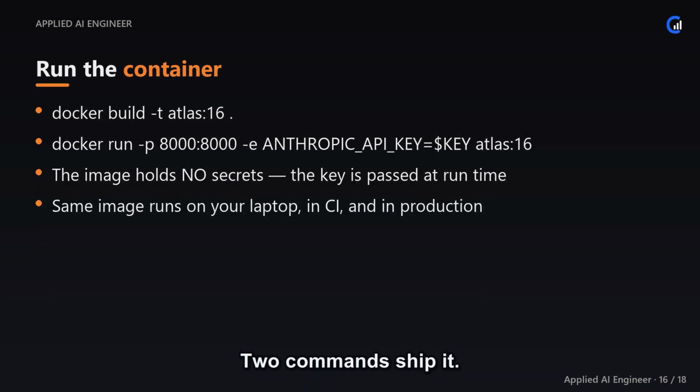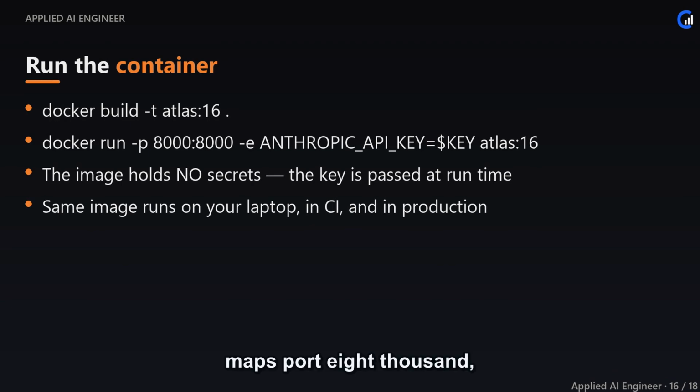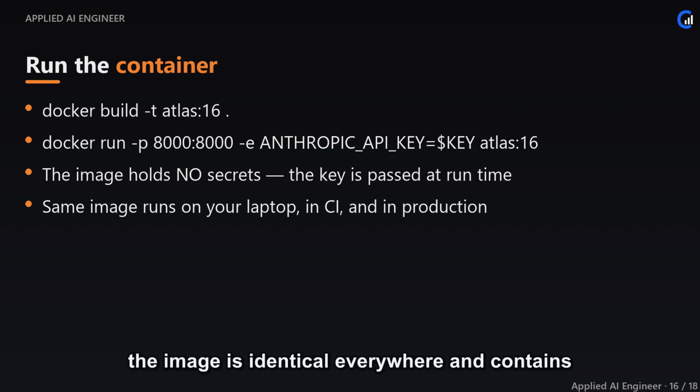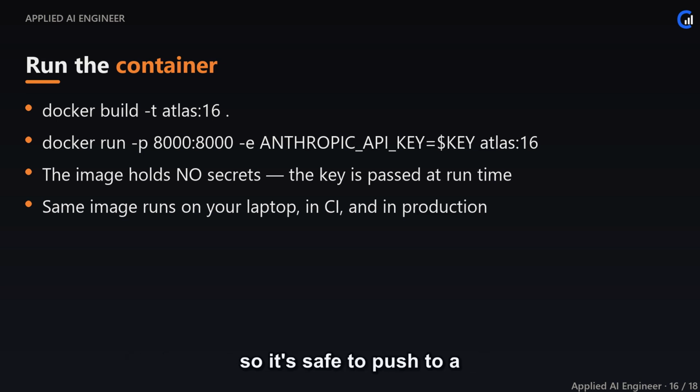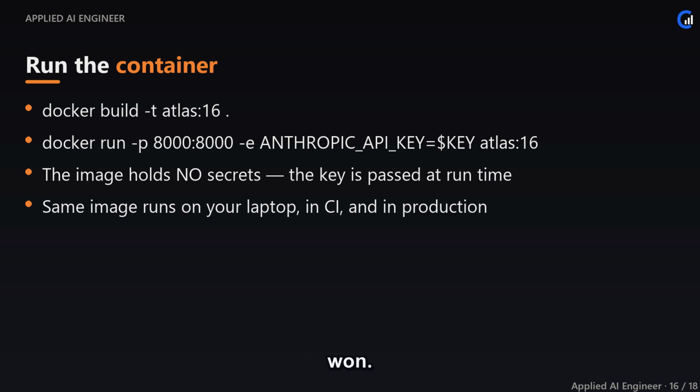2 commands ship it. Build tags the image, run starts it, maps port 8000, and injects the API key as an environment variable. This is the payoff of reading config from the environment. The image is identical everywhere and contains no secrets, so it's safe to push to a registry. The same artifact you tested locally runs in CI and in production, only the injected environment differs. That reproducibility is the entire reason containers won.